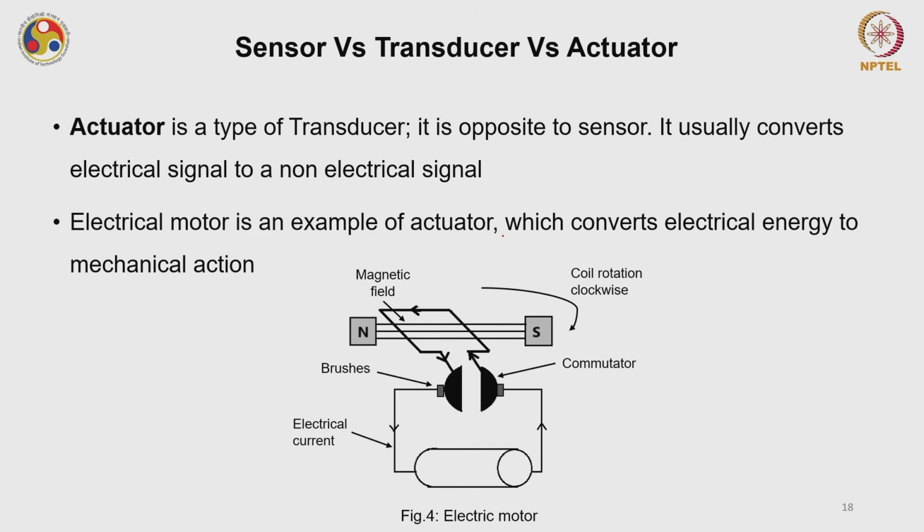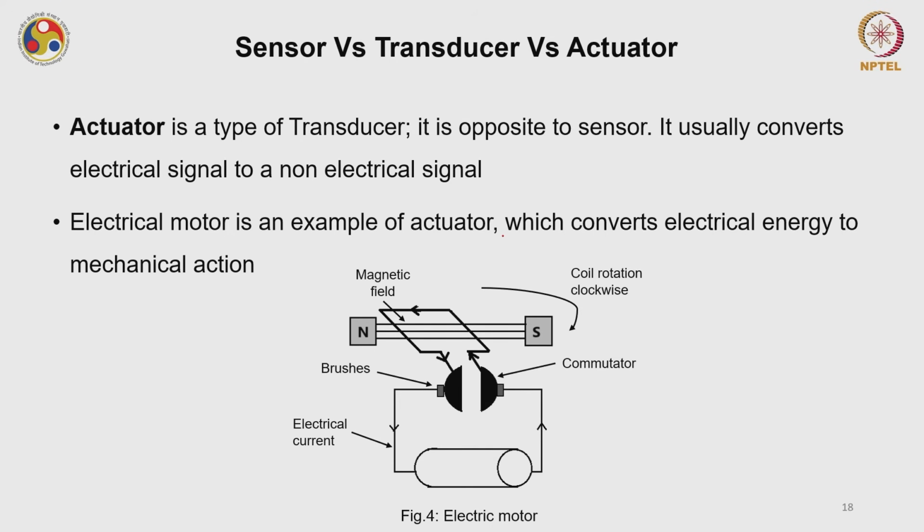Now you just see the loudspeaker: you have provided some electrical current, which has been converted to vibration and then to sound wave. Similarly here, the electrical motor is a perfect example of an actuator where you have some movable part, which converts electrical energy to mechanical rotation. You have provided some electrical energy to a motor, and it is converted into rotation. Fine. So this is an example of an actuator.